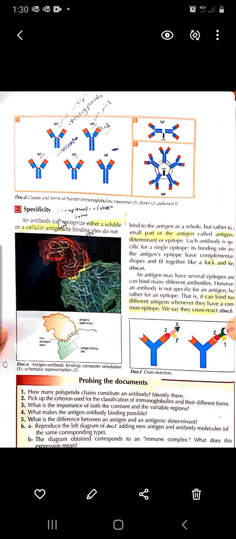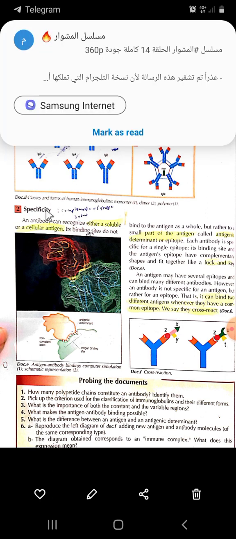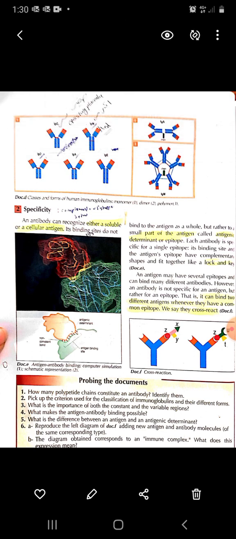Starting with part 2 in this lesson, it's about specificity. But before, let us look at this document D. The one that is found in blue, this is the constant region of the antibody, while the one that is found in red, this is the variable region of the antibody. Okay.